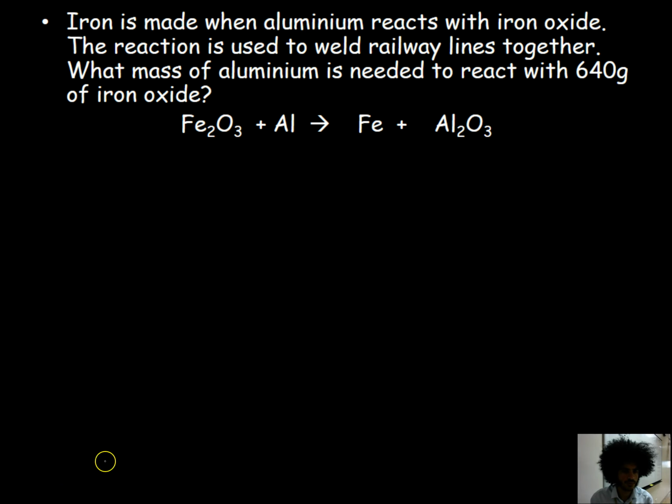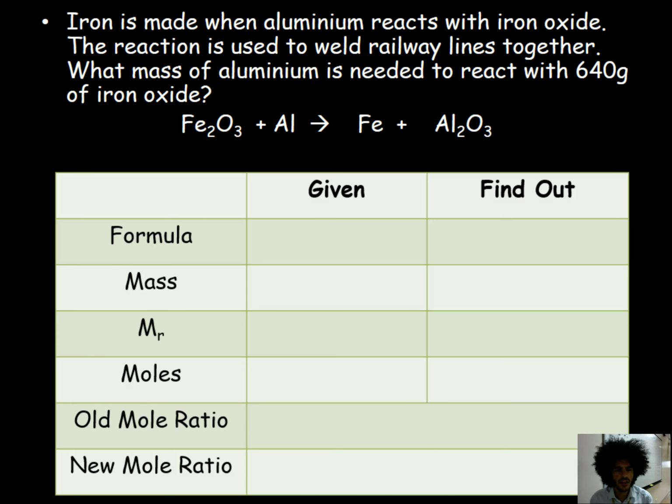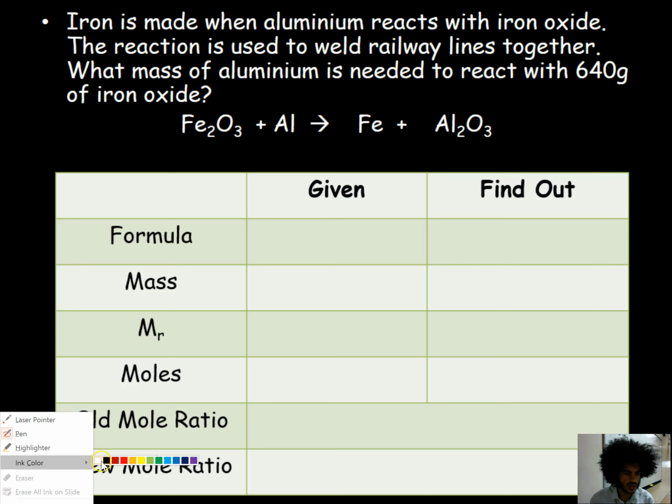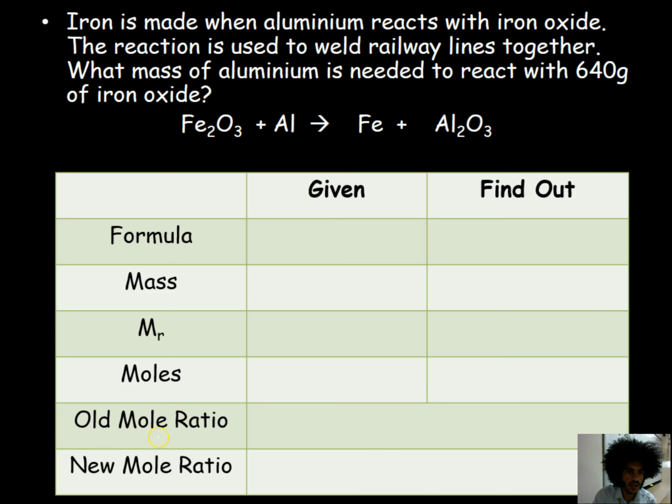So again, I like having a nice table in order to structure my ideas, and the first thing I need to do is balance the equation. You can do this the long way if you really want. I'm just going to do it quite quickly here. I can see that I've got 2 irons here and 1 there, so I'm just going to put a 2 over here. I've got 2 aluminiums here, and only 1 there, so I need to have a 2 there. My oxygens are 3 and 3, they balance out. So that equation is now balanced. I've done my first step.